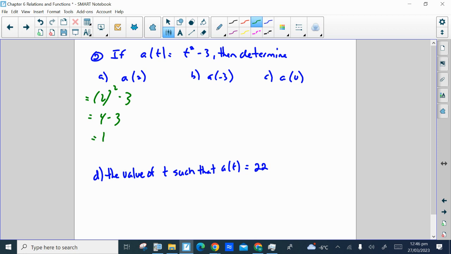When you ask for a(2), it's asking for the value of the function when t equals 2. And a(-3) is asking for the value of the function when t is -3. And again, you put a number in for t. In this case, that's -3, and you have to square it. You're squaring all of it. Both the negative and the 3 are in brackets because they're both squared. -3 times -3 is +9, and 9 take away 3 is 6. So there's your answer.